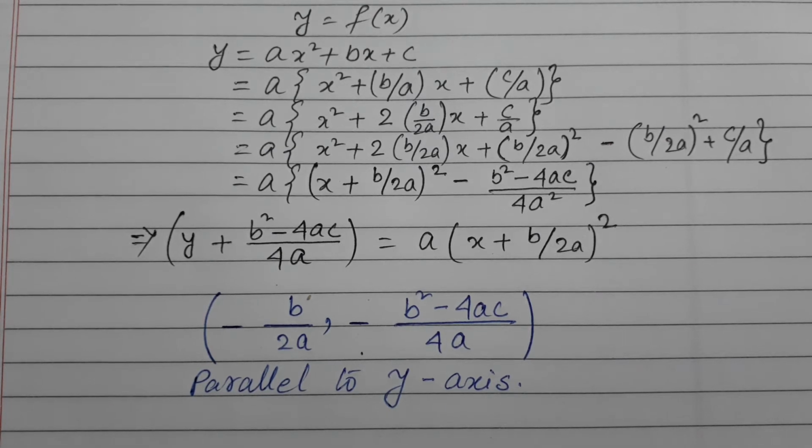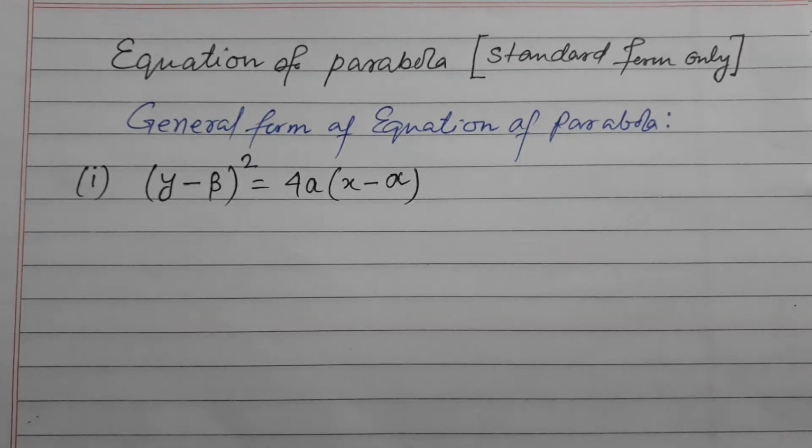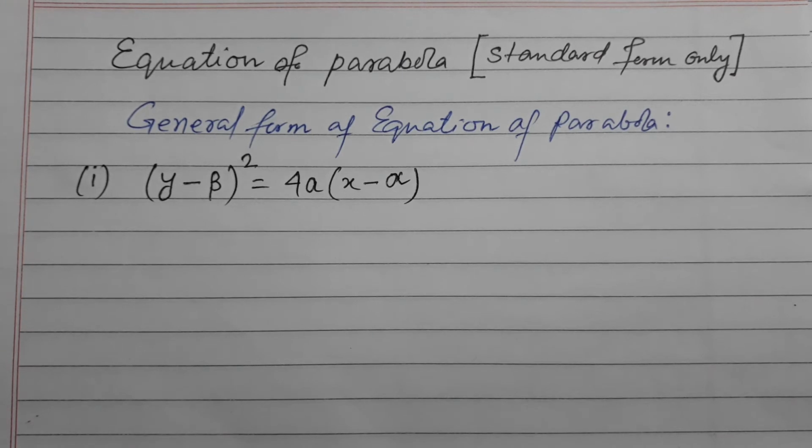I know you have a doubt about how I have written this. So let me give you a small brief on the equation of parabola. I will explain only the standard forms. Let us see the general standard form of the equation of parabolas. The first equation is (y − β)² = 4a(x − α).